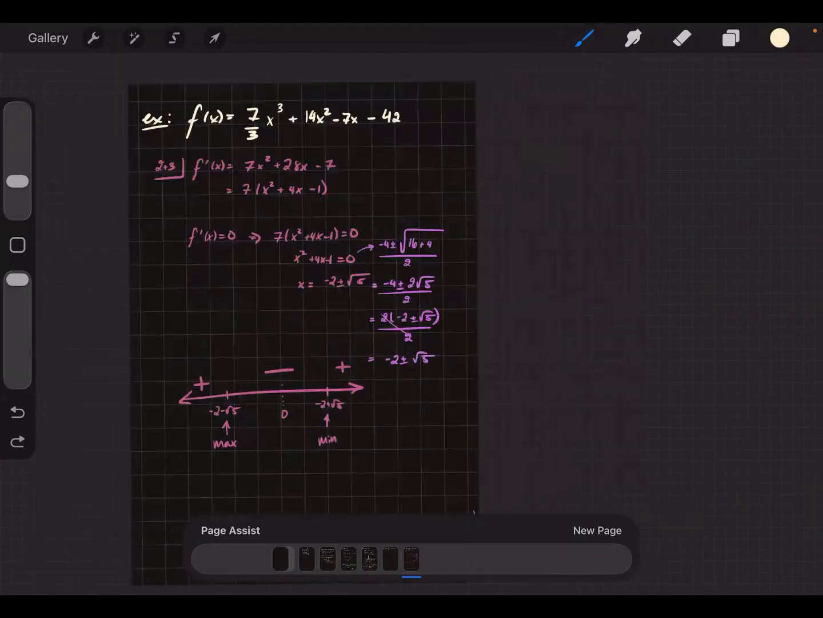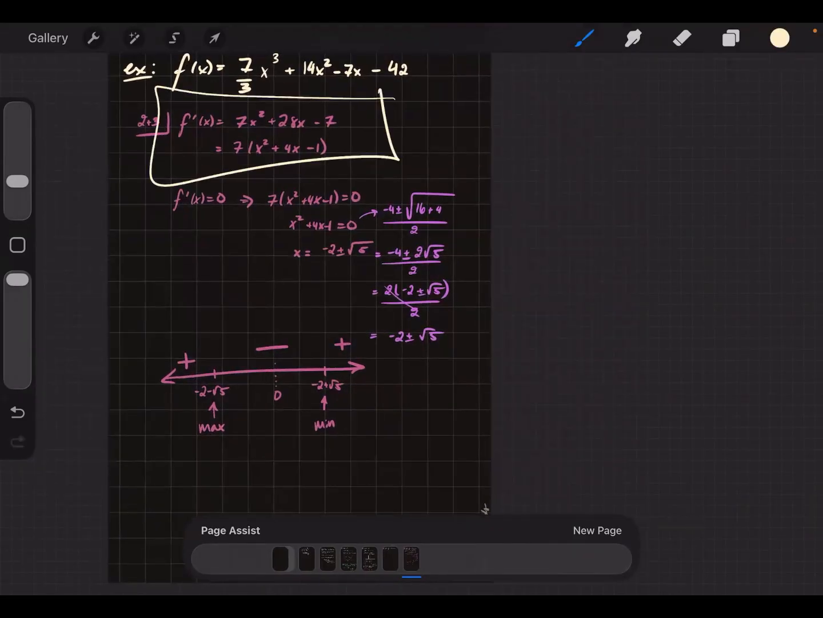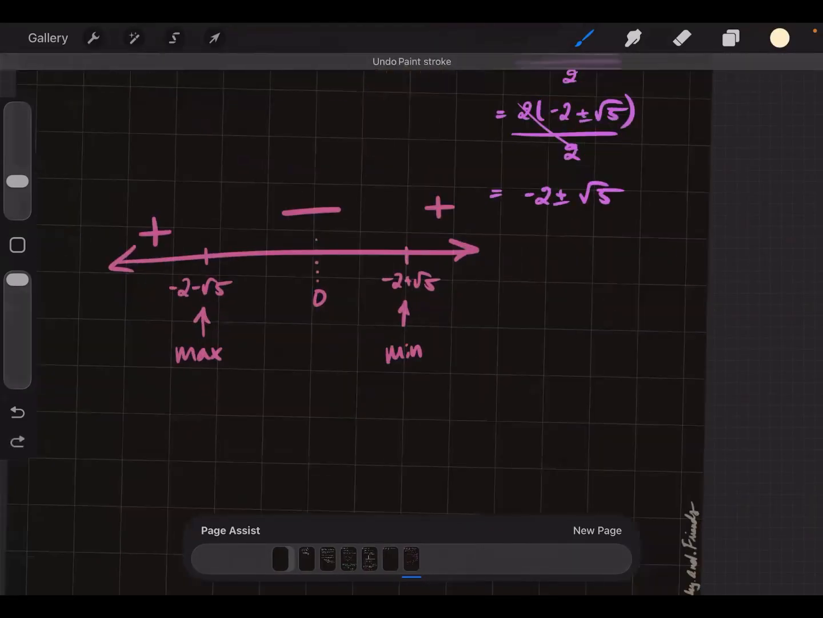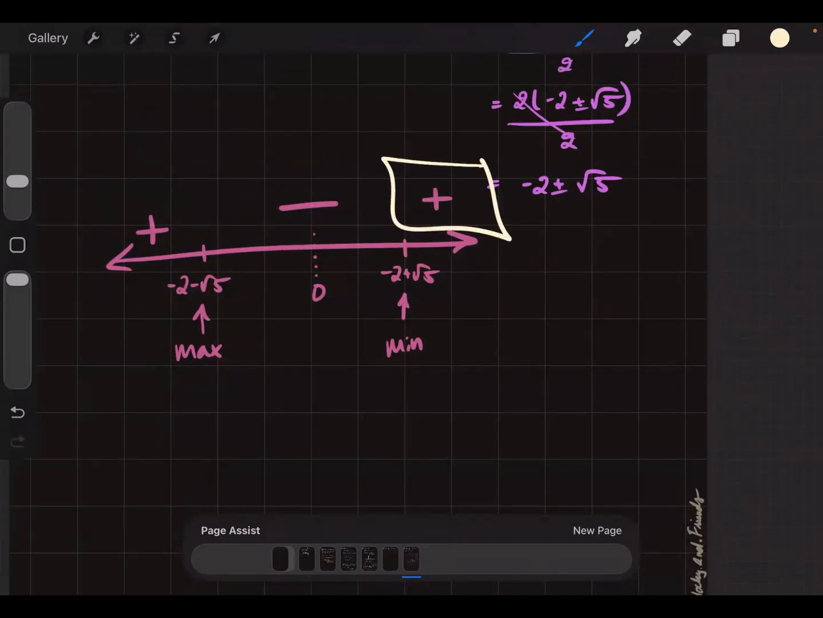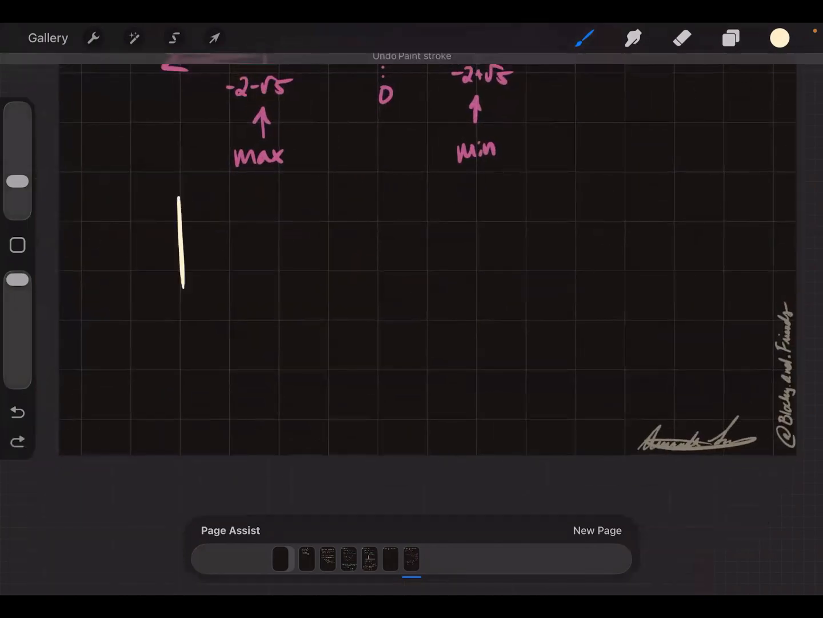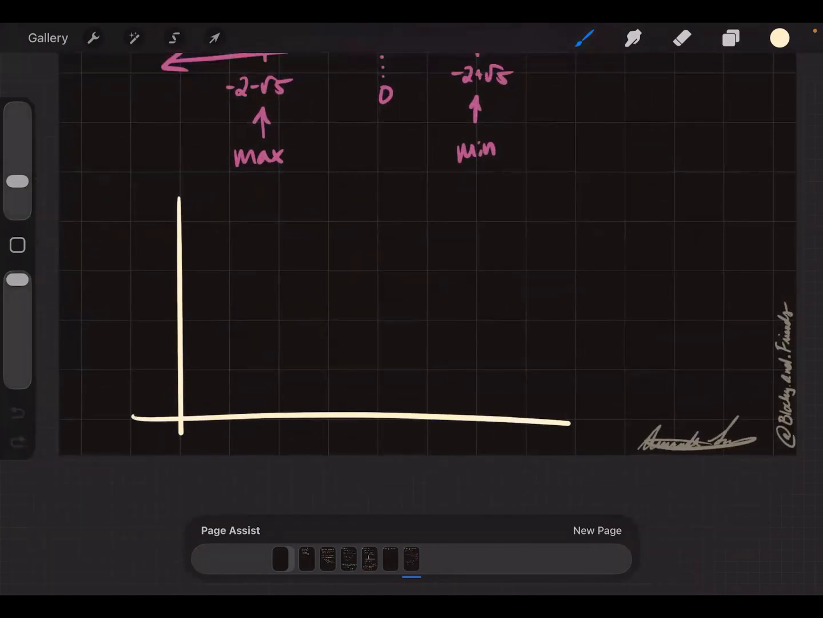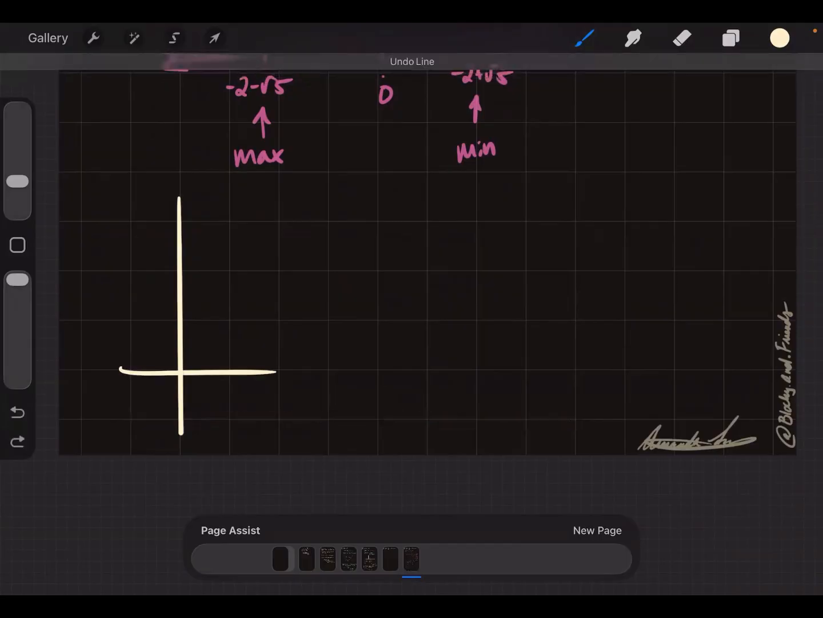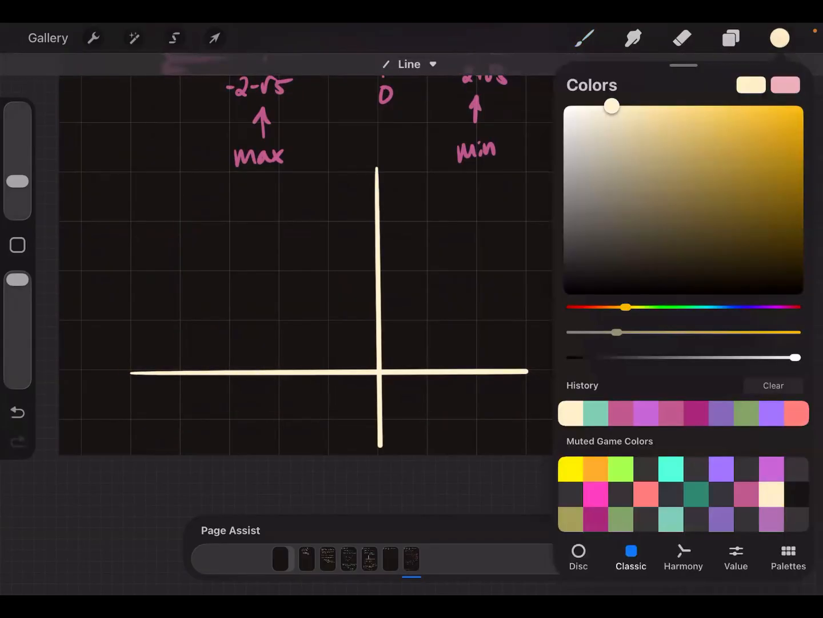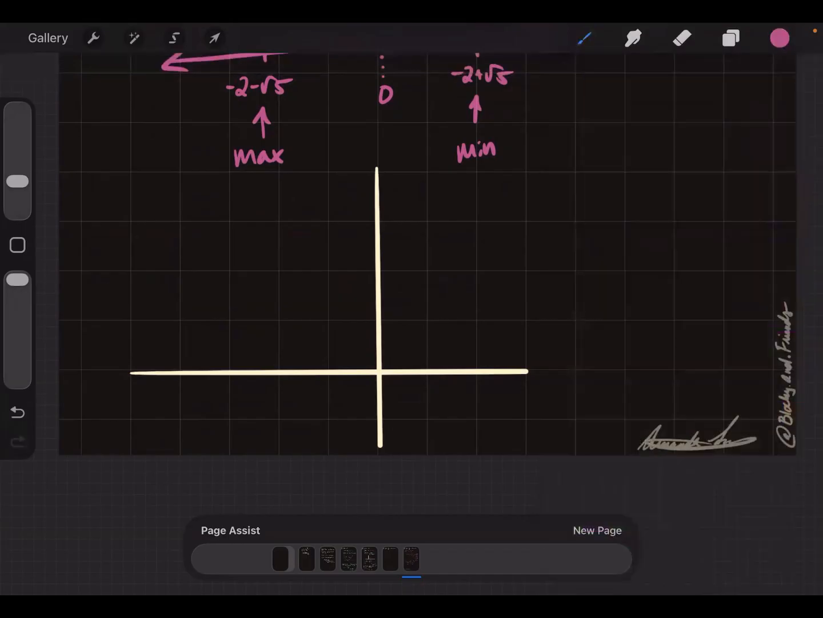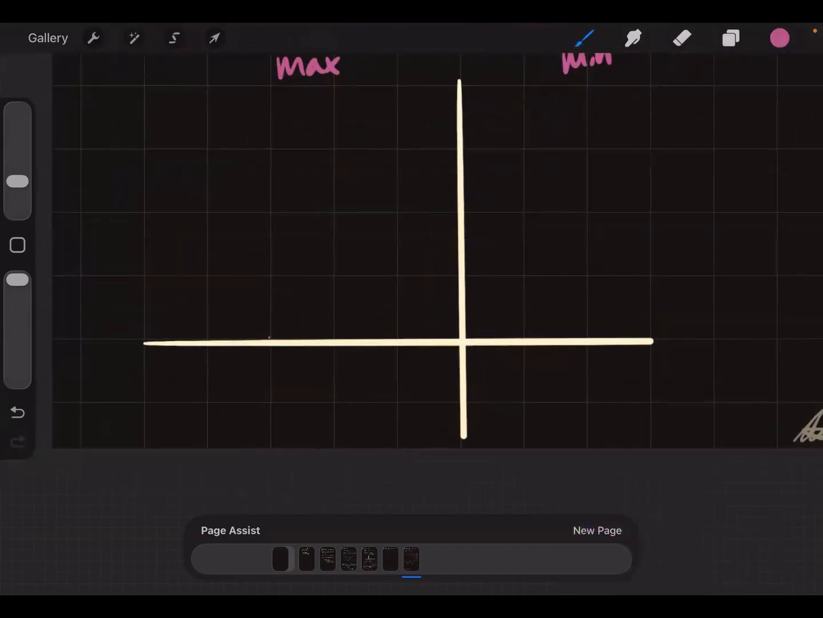Okay? We know that f prime is this, right? And we know that it is above the axis here, below the axis here, and above the axis here. It hits 0 here and here, right? So you can actually graph f prime as follows. -2 minus root 5, -2 plus root 5.